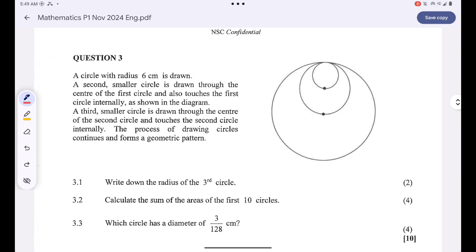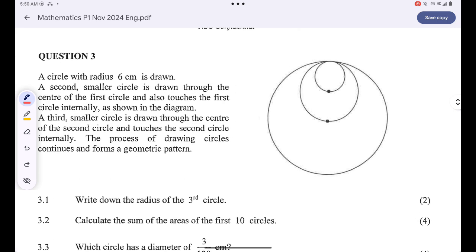Okay, we are told that a circle with a radius of 6 centimeters is drawn. A second smaller circle is drawn through the center of the first circle and also touches the first circle internally, as shown in the diagram. Now, a third smaller circle is drawn through the center of the second circle and touches the second circle internally. The process of drawing circles continues and forms a geometric number pattern.